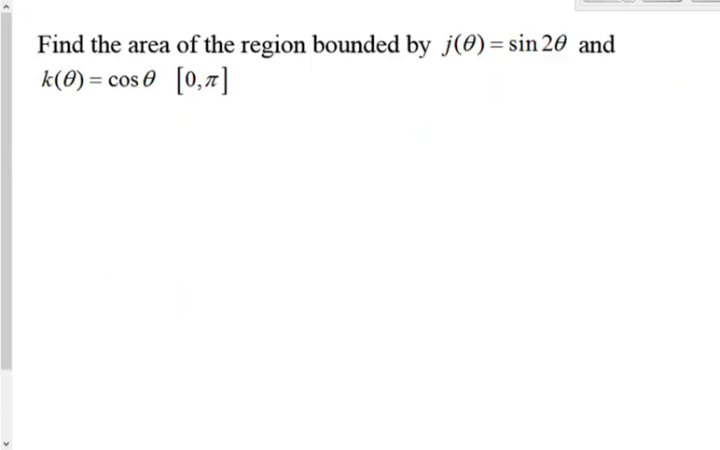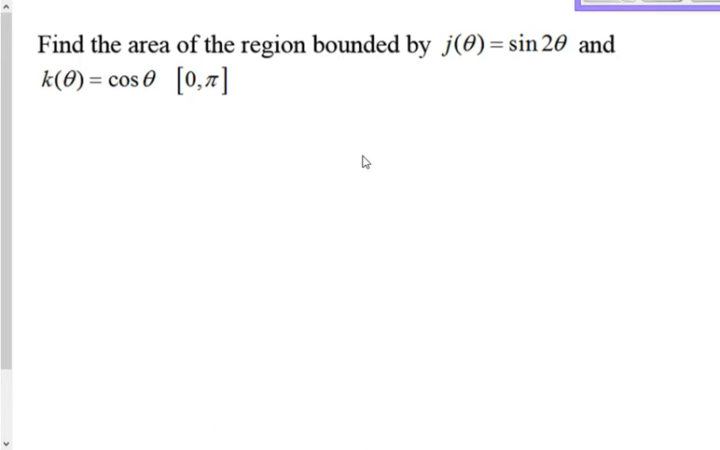Let's do a trig one. Let's find the area of the region bounded by j of theta is sine of 2 theta and k of theta is cosine of theta. And let's only look at it from 0 to pi. Right? Because these trig functions keep going forever. There's an infinite area of the region bounded. So let's just find the area bounded by these in between 0 and pi.